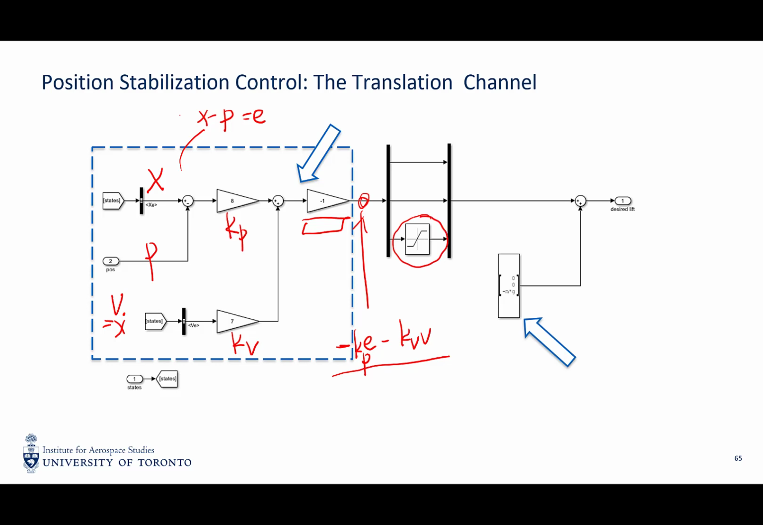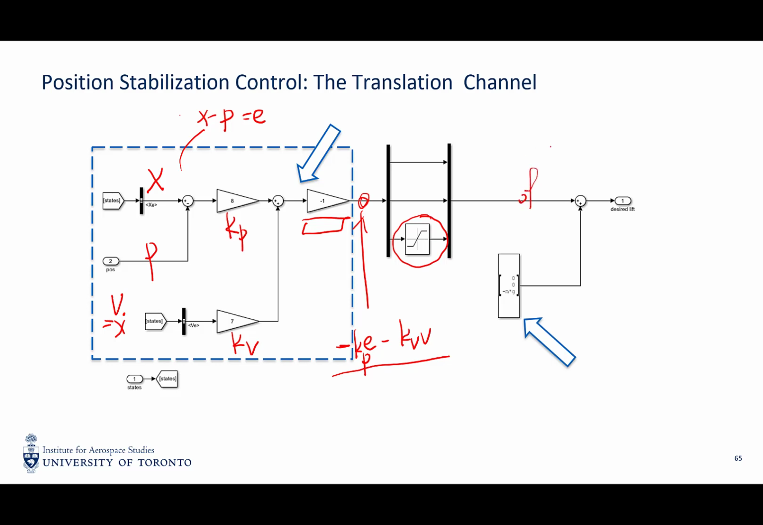This saturation here is because we do not want the lift in the z-axis to be too large or too small, because the propeller is not going to generate a negative lift or an excessively large lift. So we need to saturate the control input here, such that our actuator can actually produce the amount of lift.